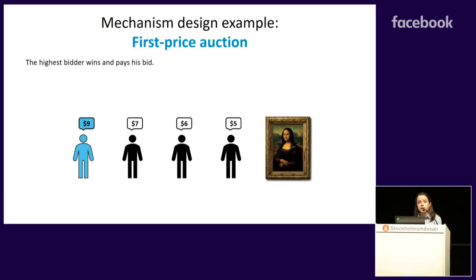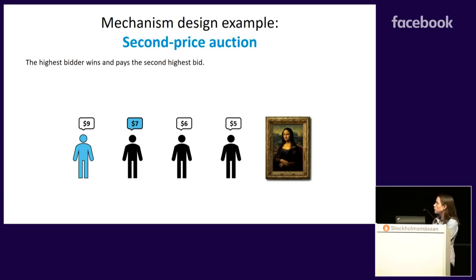Another classic auction is the first price auction. In this auction, the bidders submit bids for some single item. And so maybe the buyers' bids are $9, $7, $6, and $5. And in this auction, the highest bidder is going to win, and they're going to pay their own bid. So it's a first price auction. A similar auction is the second price auction, where this time the highest bidder again wins, but pays the second highest bid. So in this case, this blue bidder is going to pay $7 because that's the second highest bid. And this auction has many nice qualities that we're going to talk about later on.